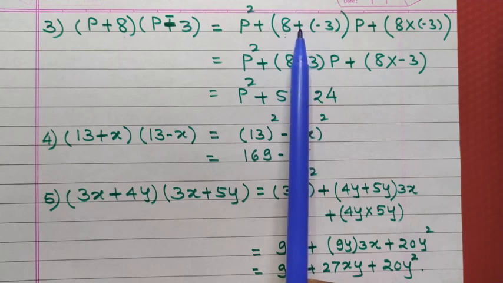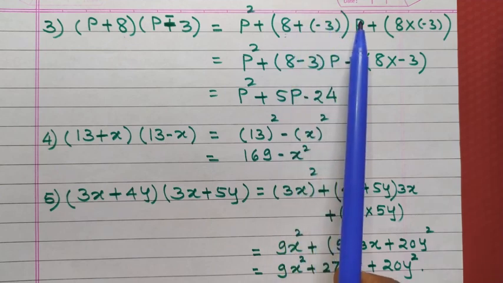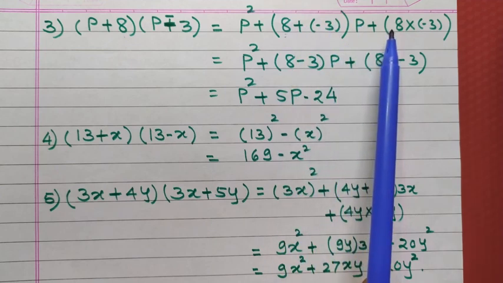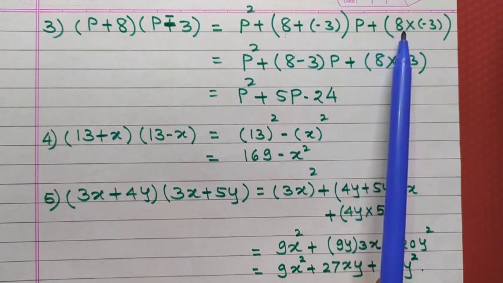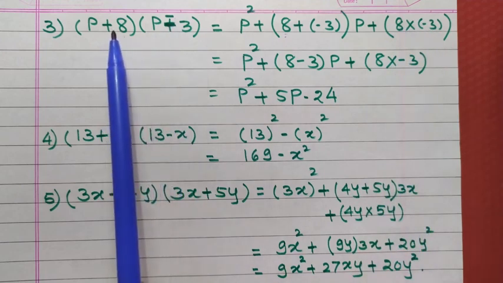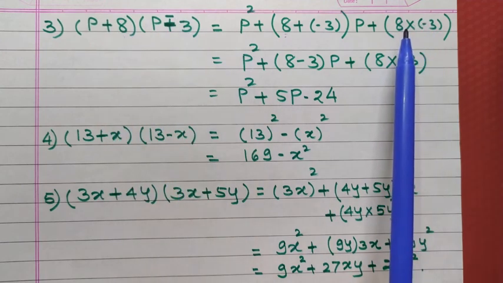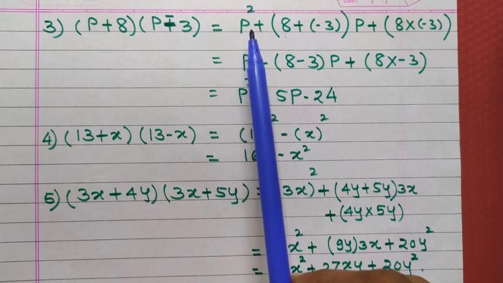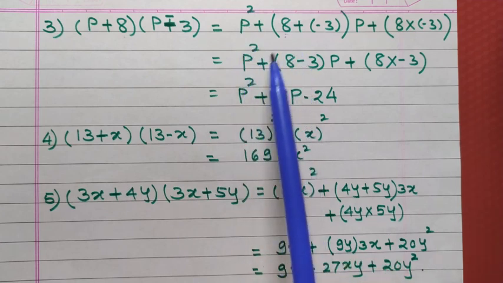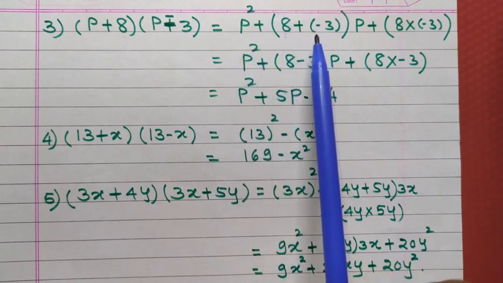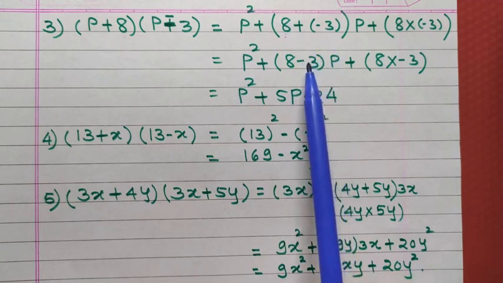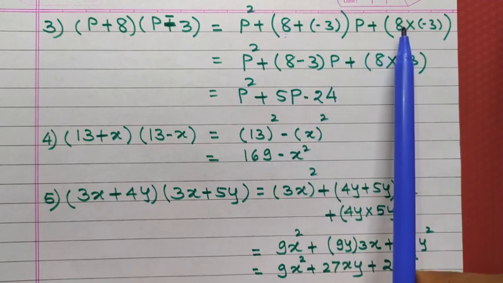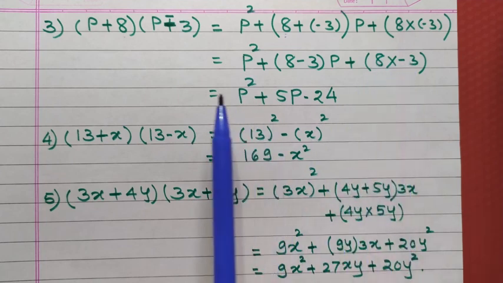So it will be (8 plus minus 3) into the equal term p, plus the last term, which will be the product of those two unequal terms. So it will be 8 into minus 3. Unequal terms are 8 and minus 3. So here I have written 8 into minus 3. Start simplification now. So it will be p square plus (8 minus 3) into p plus 8 into minus 3.